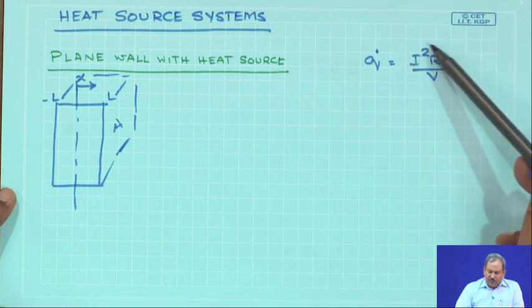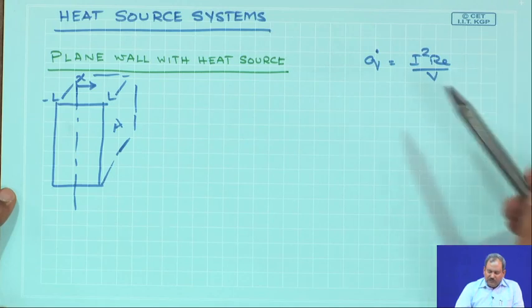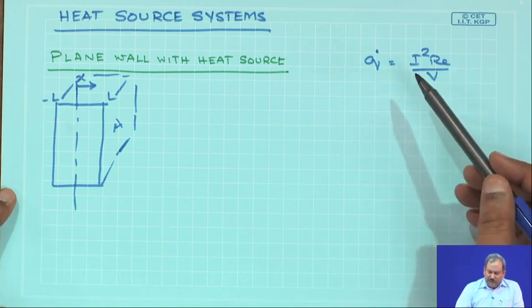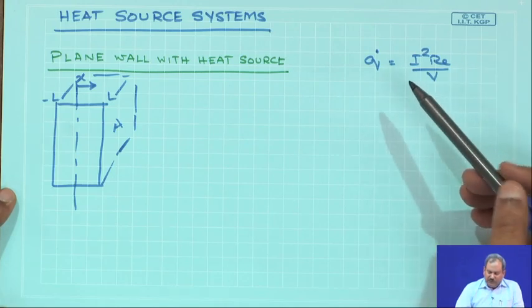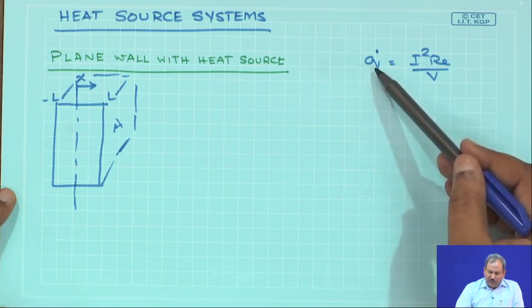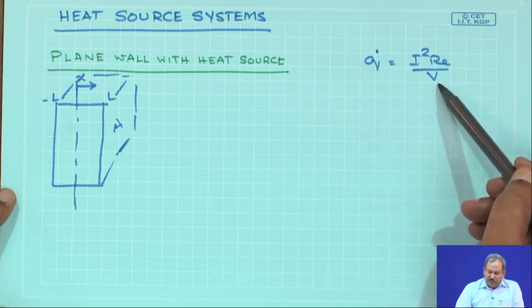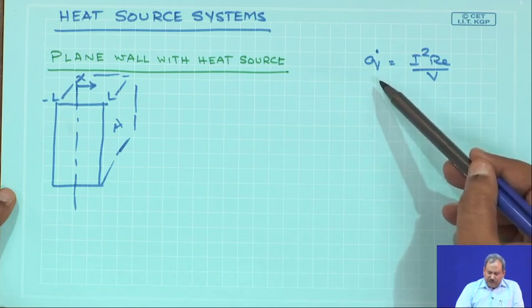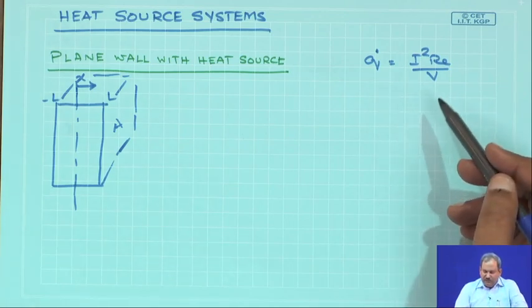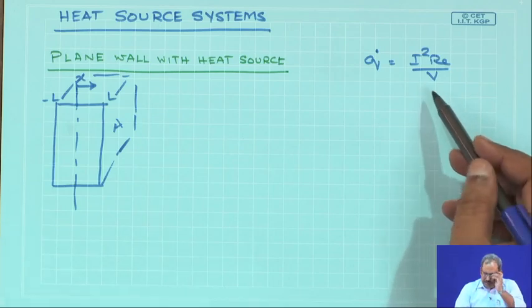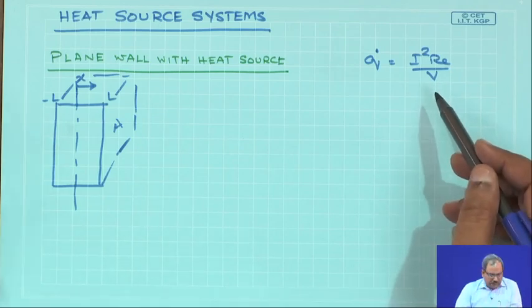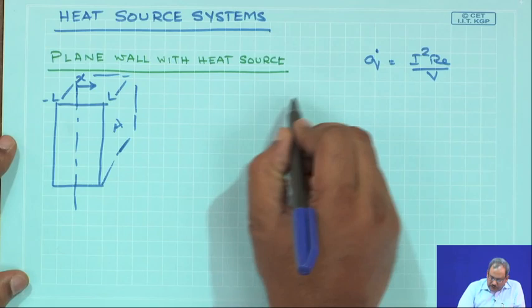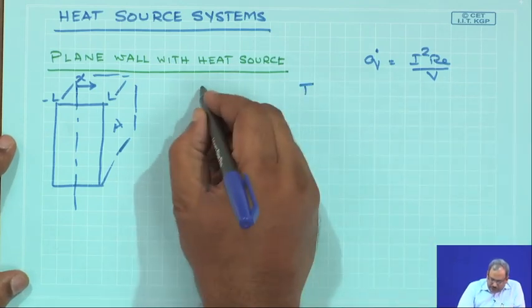This is the amount of heat produced in watts, but if you remember in the heat diffusion equation, the q dot is always heat generated per unit volume. So, the q dot to be used in the conduction equation would simply be I square R E by V, where V is the volume of the system, and it is at steady state.